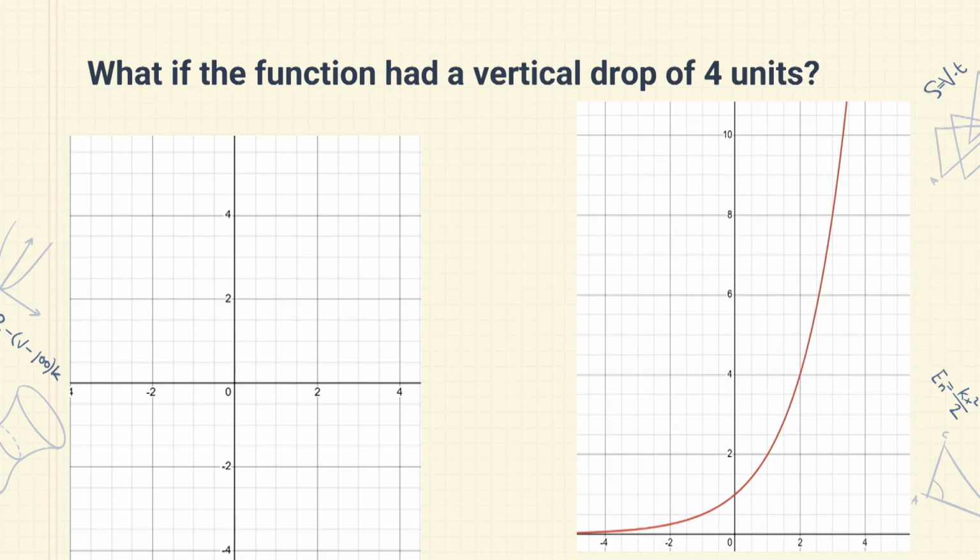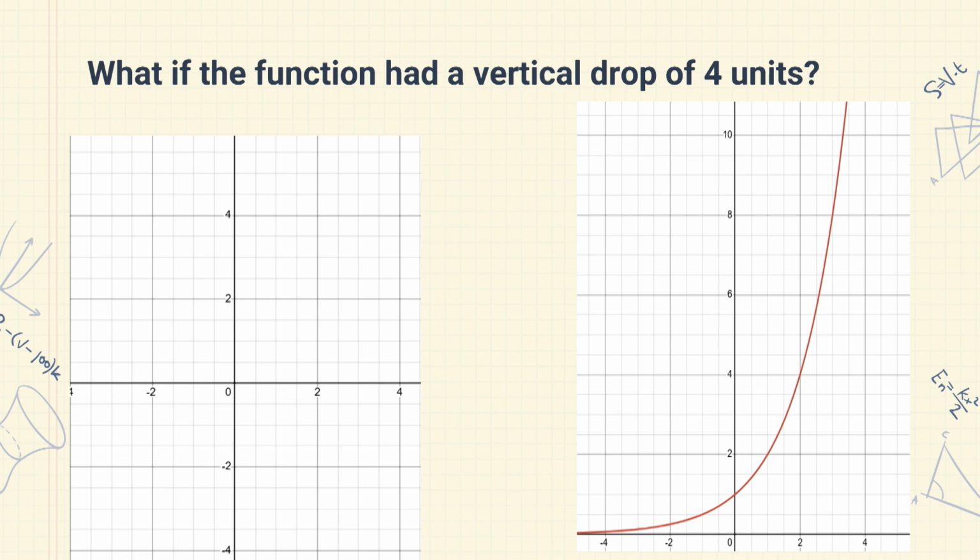All right, so the next one says, what if the function had a vertical drop? So what does it mean by a vertical drop? That means I'm going down some. So I'm going 4 units down. Well, when I go up and down, what values am I looking at? So if I'm going left and right, I'm looking at x. If I'm looking at up and down, I'm looking at my y values.